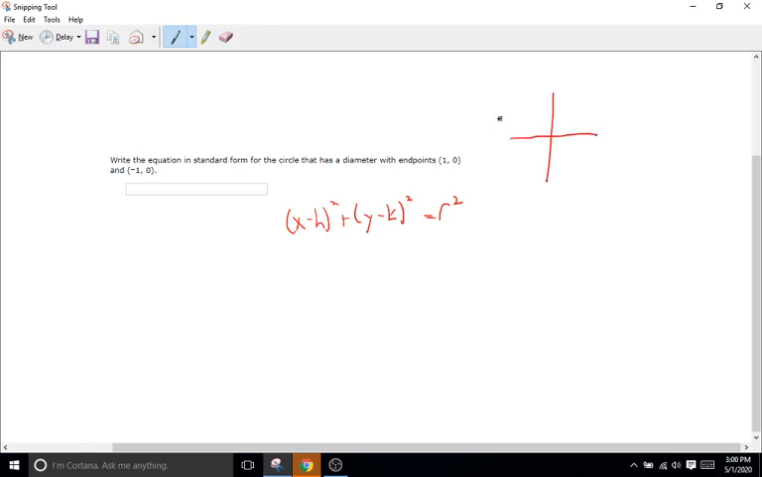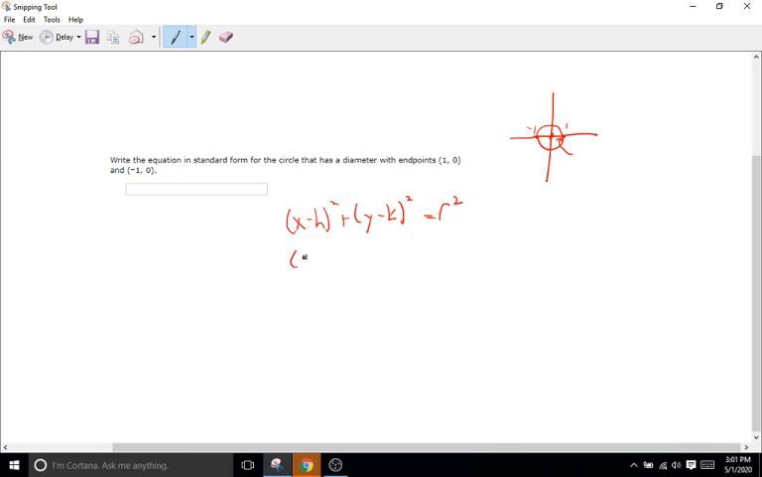So it says diameter with endpoints (1, 0), so we'll say that's right here, and (-1, 0), which we'll say is right here. Okay, so we know these two are endpoints. So the circle is going to look something like this. There we go. Okay, and from here, we know that the diameter goes from positive 1 to negative 1 here. And so we know the center is at (0, 0). It's another origin one. And we know the radius is just going to be the distance between the origin and either one of those points, which is just 1 either way.